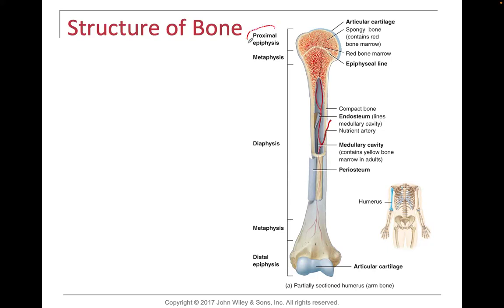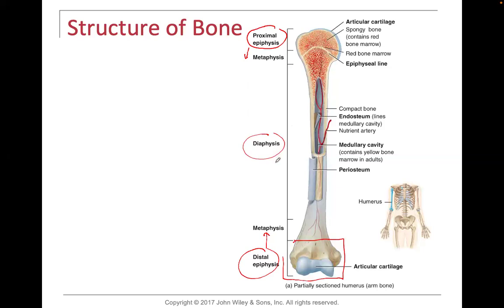We said that there's a proximal epiphysis, which is this section up here. And then there's a distal epiphysis, which is this section down here. Then distal to the proximal epiphysis and proximal to the distal epiphysis are the metaphyses. Meta means after. So after the epiphysis is the metaphysis. That's this section right here. And then in between, you have the shaft of the bone, which is the diaphysis.